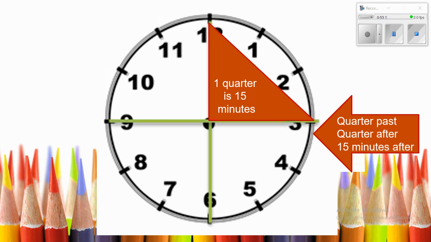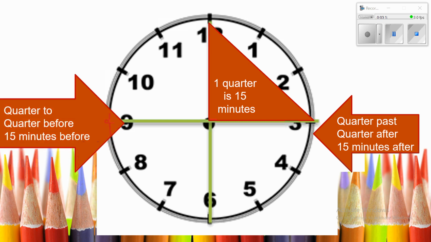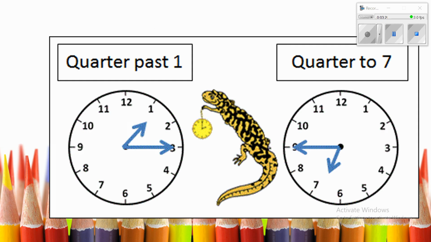Here in 3, it's a quarter past, quarter after, 15 minutes after. Here in 9, quarter to, quarter before, or 15 minutes before. In quarter to, I'm talking about the next hour. Can you see here? Here I have quarter past 1. Here is a quarter. How will I know?